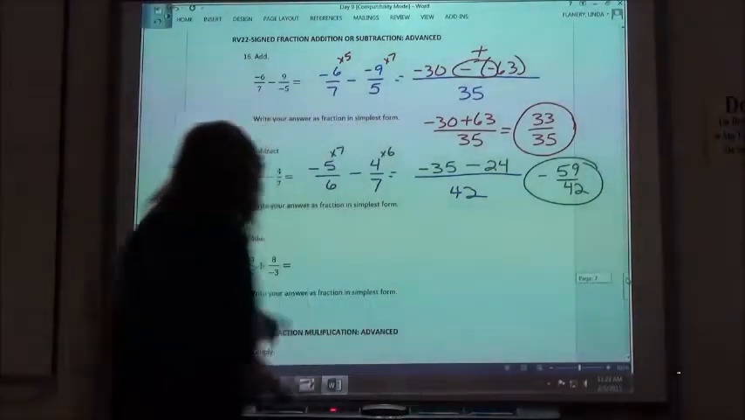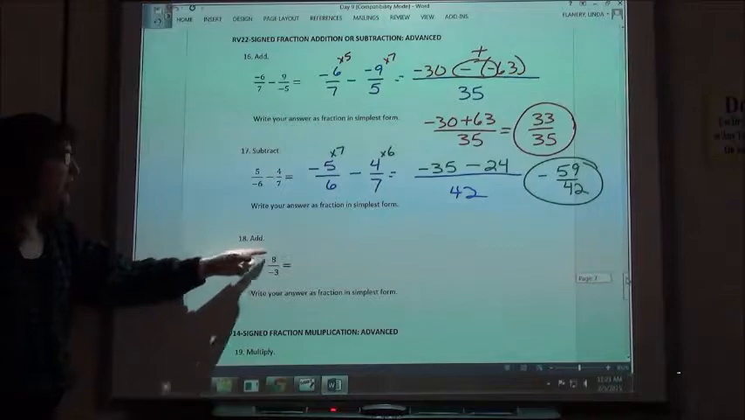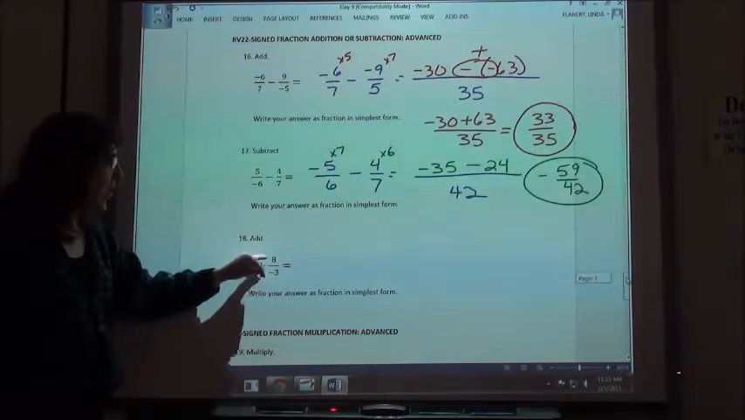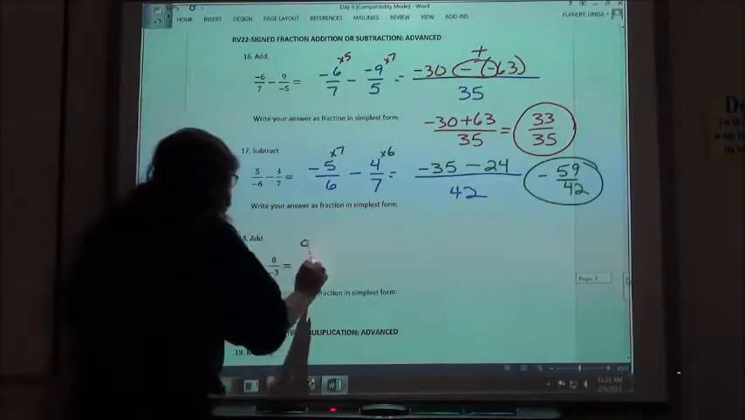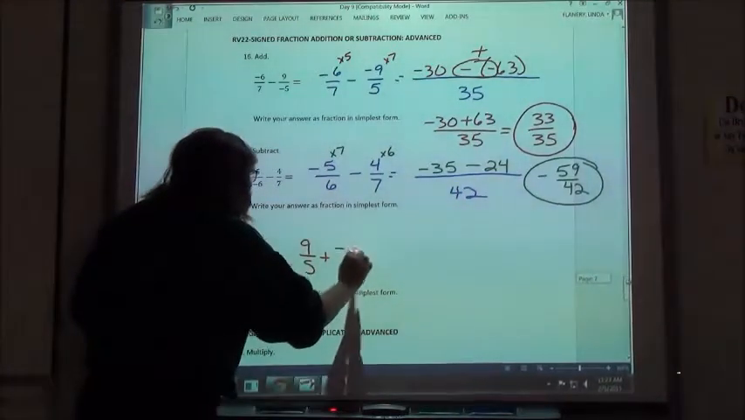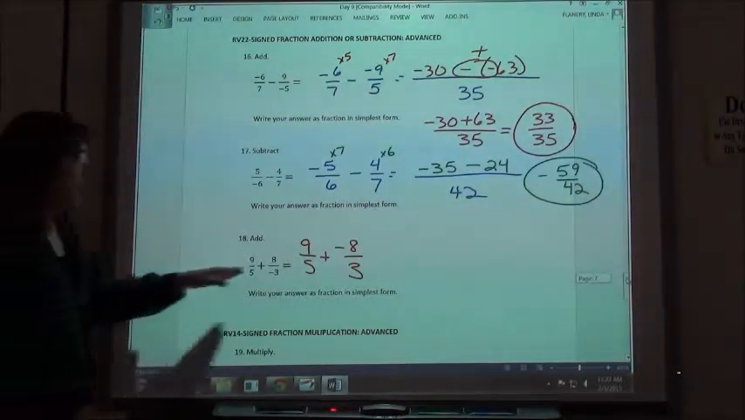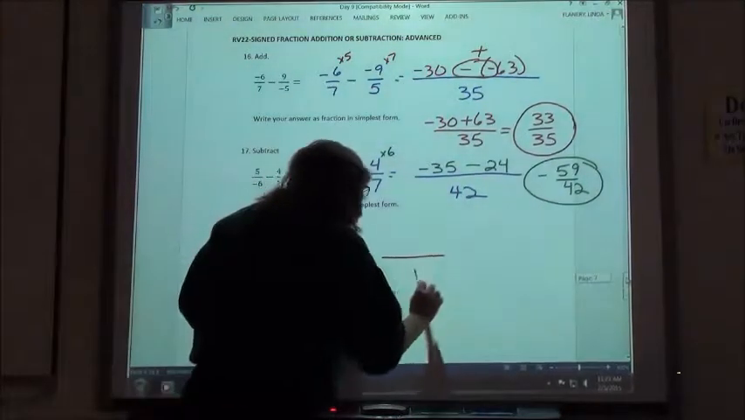Number 18, same kind of thing. 9/5 plus 8 over negative 3. Since there's a negative in the bottom of the fraction, I got to put it up with the top number. 9/5 plus negative 8/3 then becomes my problem. My common denominator is then positive 15.